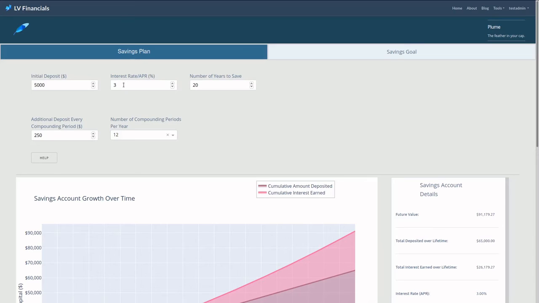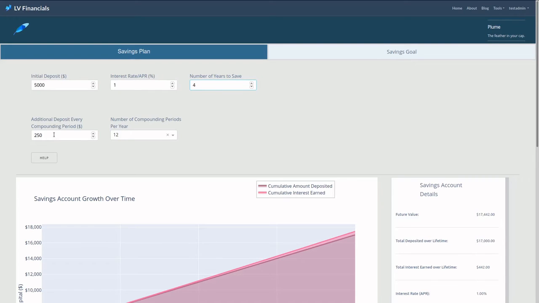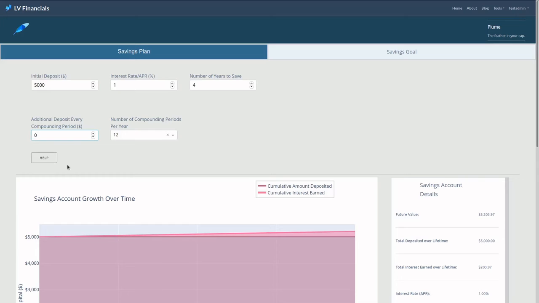Let's start off by assuming you will deposit it into a savings account. Since savings rates are pretty low right now, we'll set this to 1%. Change the number of years to the number of years you have left in your loan, and then go down to the additional deposit every compound period. The additional deposit every compound period is optionally an amount that you could deposit in addition to the $5,000. But to keep the comparison fair, we'll need to set this to $0. Leave the number of compounding periods per year at 12 for this first example, because a typical savings rate compounds monthly, which would be 12 times per year.